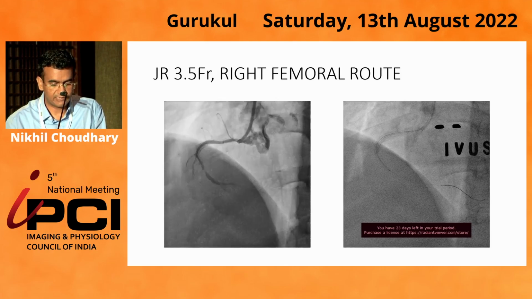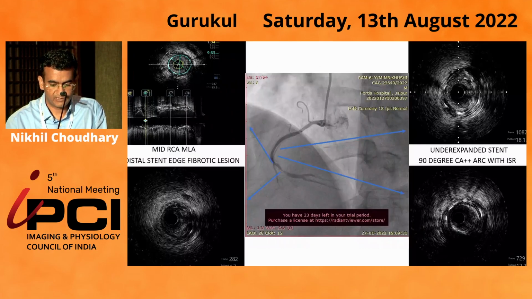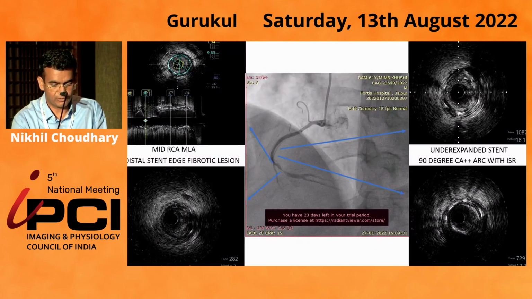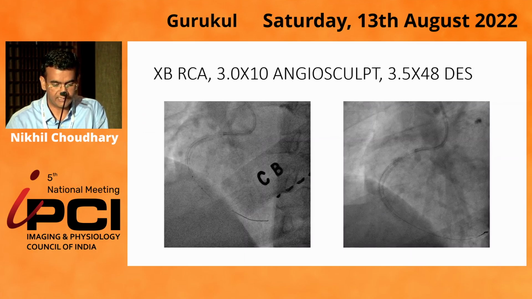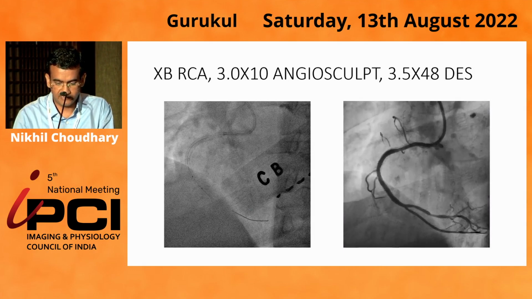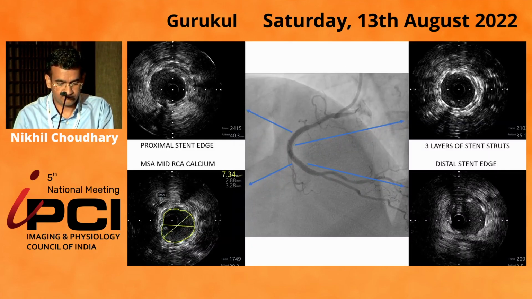So I started with the RCA, used a JR followed by an XBA, and did imaging. Imaging showed in the mid RCA an MLA of 1.8. At the distal stent, there was a fibrocalcific lesion. Not much calcium in the RCA, maybe 180-degree or 90-degree calcium, and some under-expanded stent. So I did an XBRCA, with a cutting balloon and non-compliant balloon with a single stent, and got a good result.